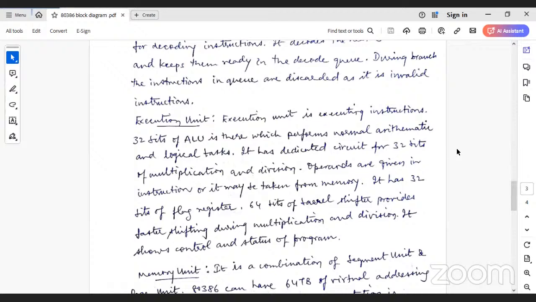It has a 32-bit flag register. See here, this point is to be noted: the flag register is also 32 bits. Whenever you are doing arithmetic and logical operations, the flags are affected. That you also know very well, and because of that, each processor will have a flag register. Now, in this case, it has a 32-bit flag register and a 64-bit barrel shifter.